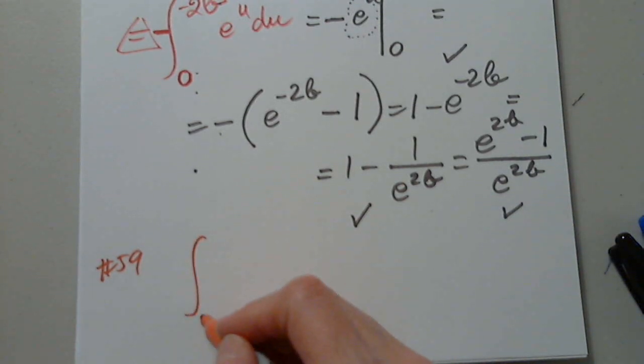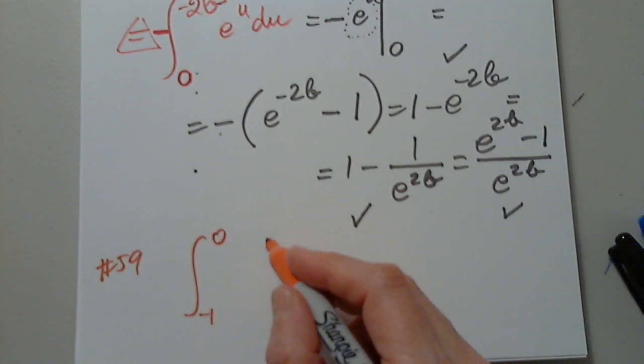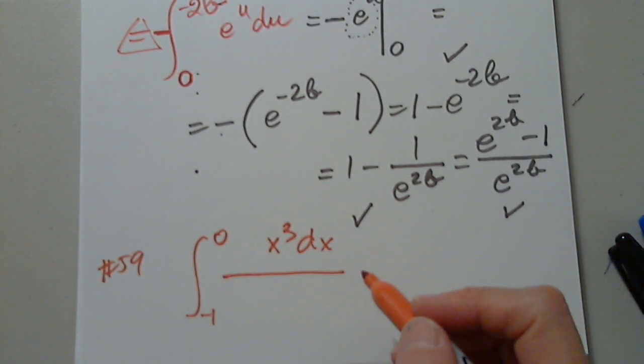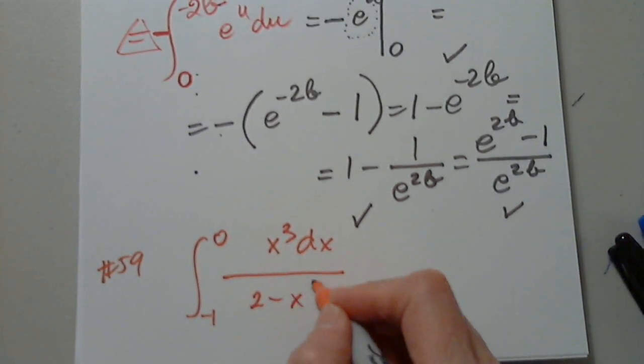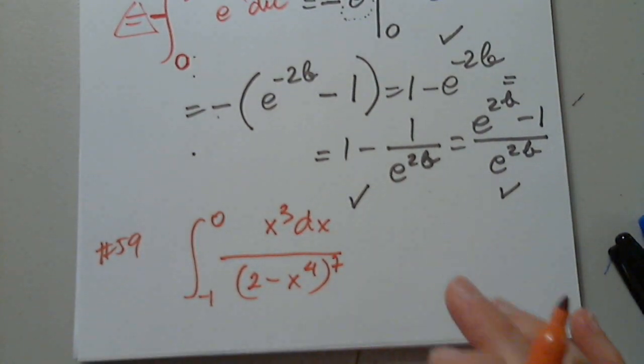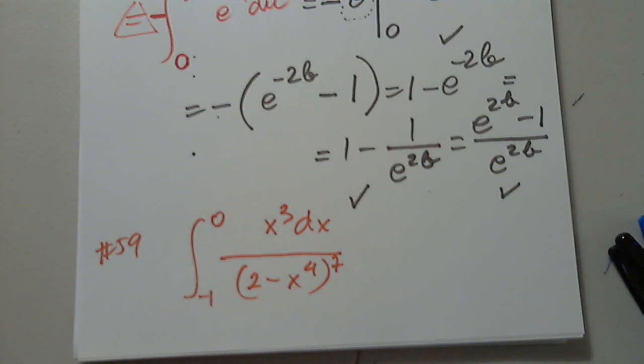So we have the integral from negative 1 to 0, of x to the third dx, everything divided by 2 minus x to the fourth to the 7th power. Did I manage to copy from two problems? I am very good at doing that. Negative 1 to 0, that's correct. X cubed, yes, that's correct.